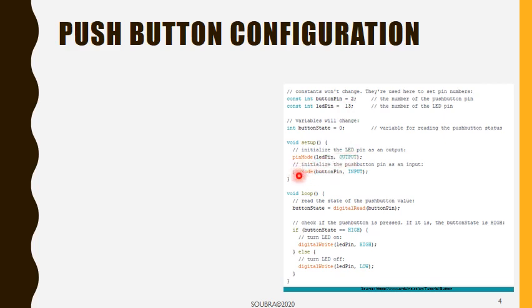Now I'm doing the same thing but in the opposite direction for the button pin. For pin number 2 here, I'm defining it as an input. Fair enough. So in my setup, I've chosen my output to be number 13, and I've chosen my input to be number 2. Perfect.